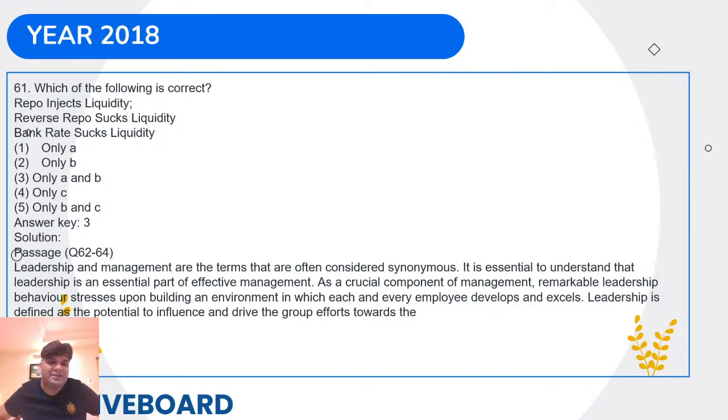So repo rate injects liquidity and reverse repo rate sucks liquidity. When repo rate is lowered, there is more liquidity in the system because interest rates become cheaper. And when reverse repo rate is tightened, then it sucks liquidity out of the system. Okay. So what is the relation between repo rate, reverse repo rate, liquidity, inflation?